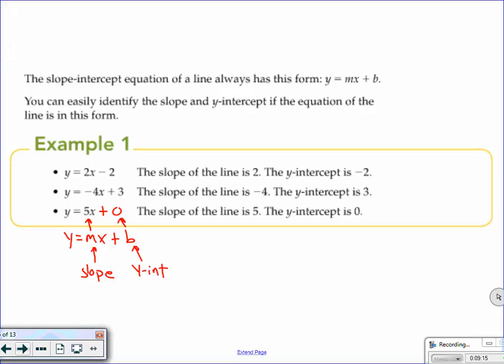Okay, on example 1 here, I just want to call your attention to the third one here, the y equals 5x. If you notice, I put on there +0, because that one, the y-intercept would be 0. Okay, so that's just a reminder there. If you just have y equals something x, the y-intercept is really 0. You can just do +0. You can look at those other 2 examples as well.